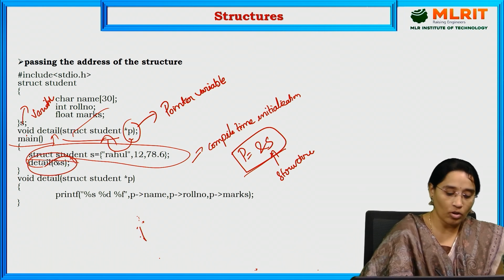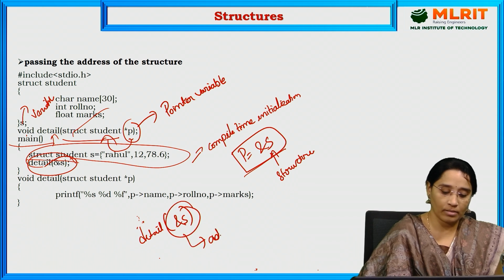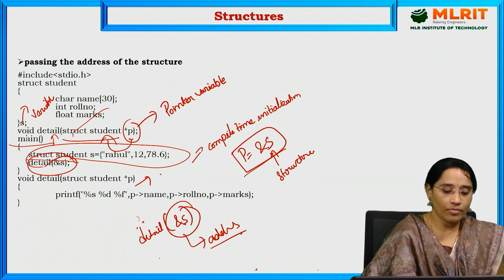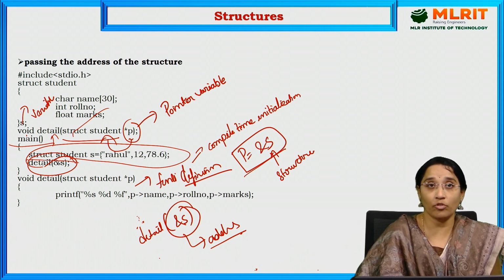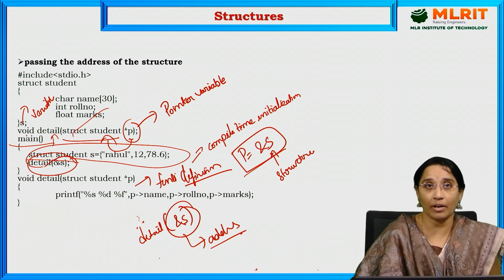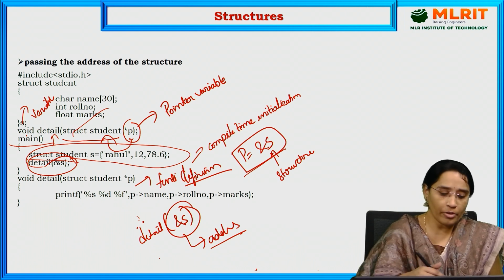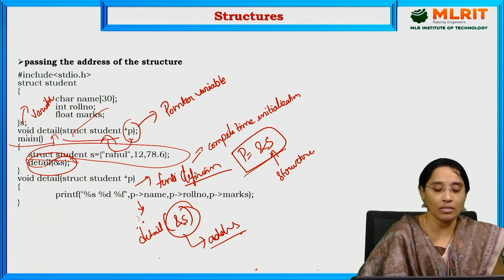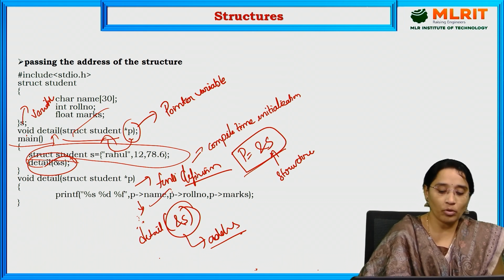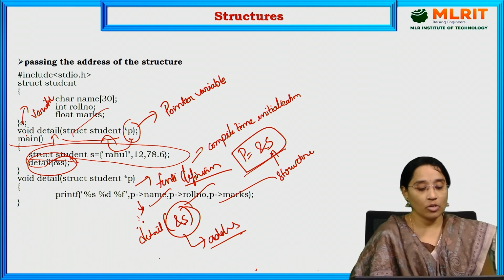So here the function call is detail of address of S. So you just pass this address. This is your function definition part. And how to access the members of the structure? Normal members are accessed by using the dot operator. But here we have used pointers and passed a pointer in the function, so we will use the arrow operator. Name, roll number and marks are the three members we have taken. So it's p arrow name, p arrow roll number and p arrow marks. Like this you can print.